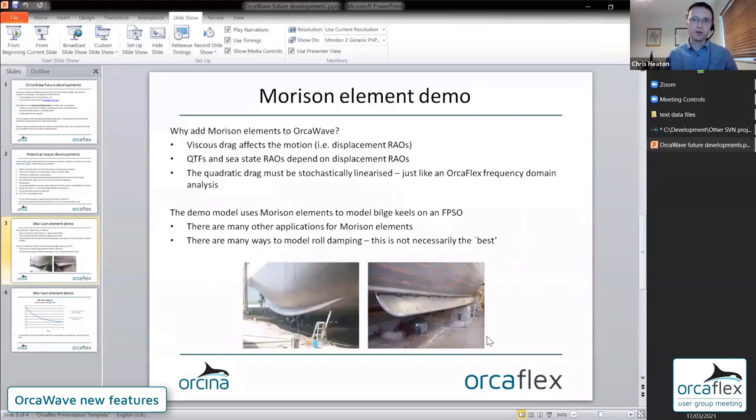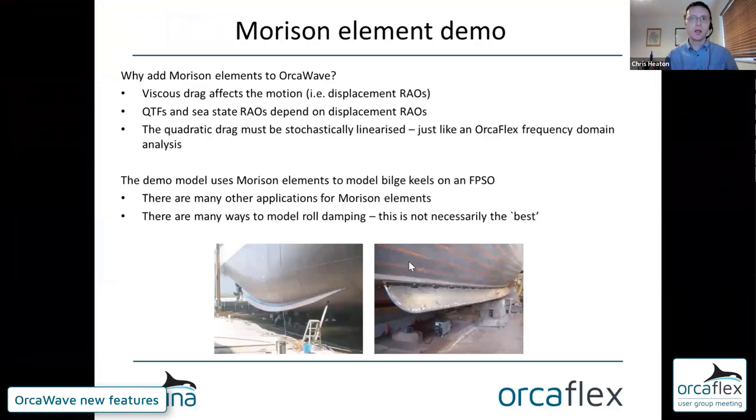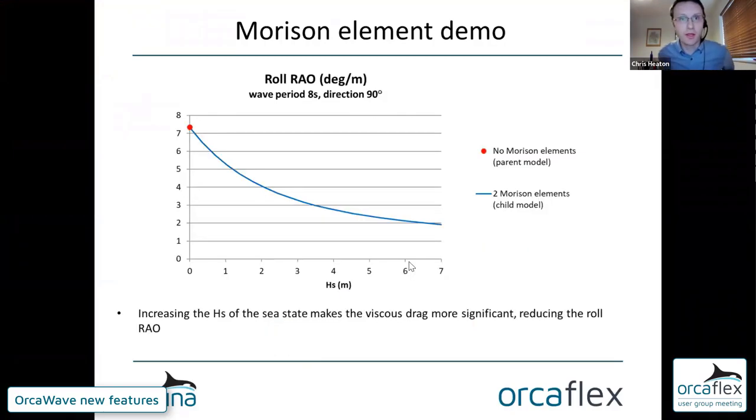And if I switch back to my slides now, I can show you some collated results from that very model. So this is now showing the results for the roll RAO of that vessel for a whole set of wave heights in the sea state. And what you can see is that the fact that there's any variation at all with wave height of the sea state is a reflection of the fact that there is a non-linear effect here, the non-linear drag, and then different linearization outcomes.